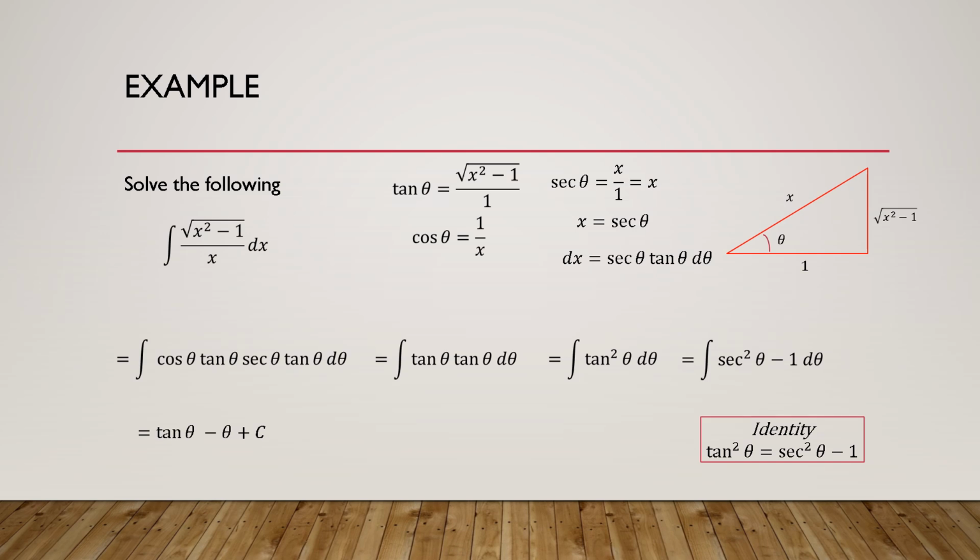Referring back to our triangle, tangent theta equals the square root of x squared minus 1, and since secant theta equals x, theta will equal arcsecant of x. This gives us our final answer, the square root of x squared minus 1 minus arcsecant x plus c.